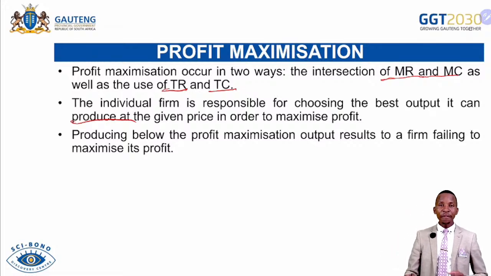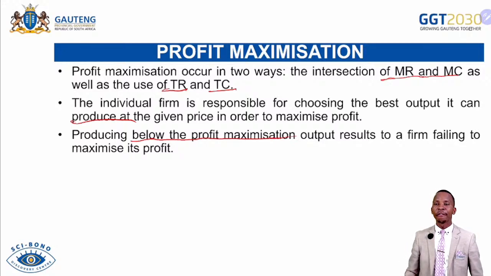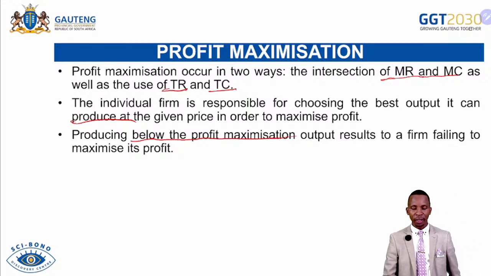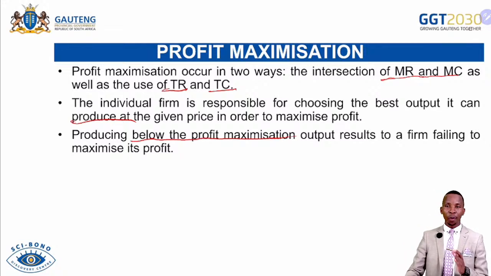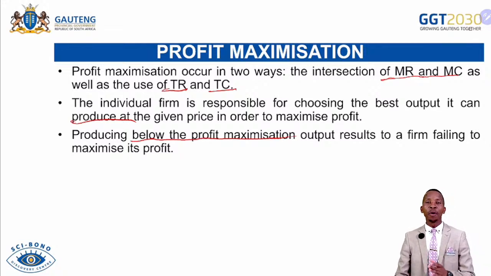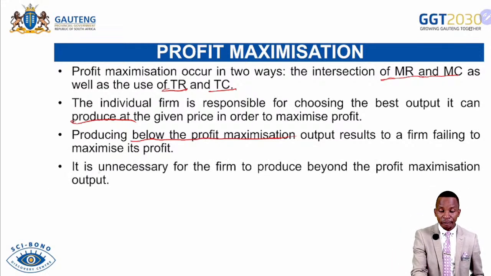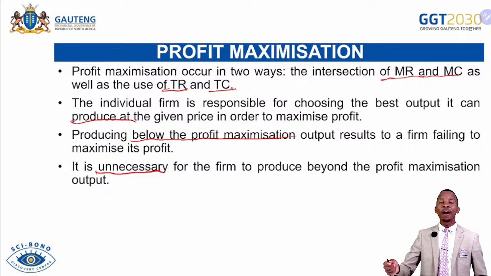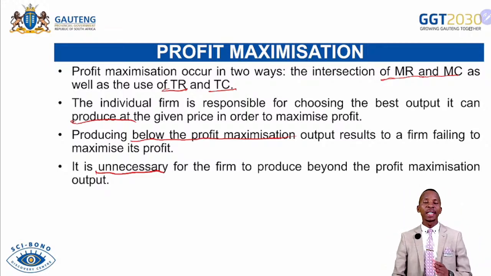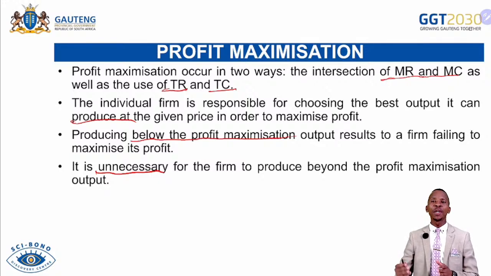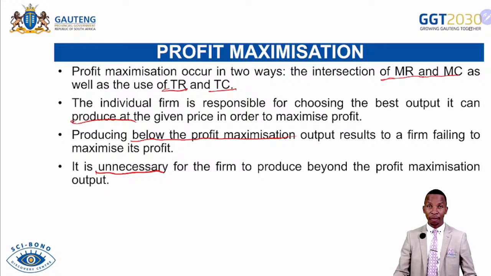So if the firm is producing below the profit maximization point, then the firm will not be able to maximize its profit. But if the firm produces at the profit maximization point, the firm will maximize. So it is unnecessary basically for the firm to produce above or beyond the profit maximization point, because the firm has already maximized its profit. Therefore, producing beyond or above the profit maximization point is not necessary for the firm or the business.